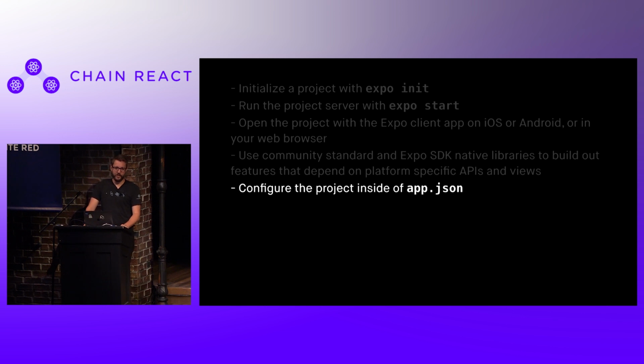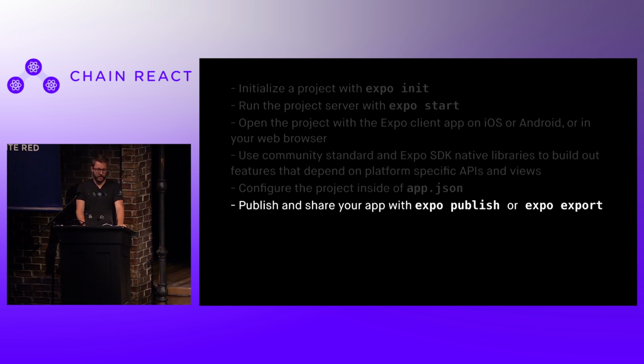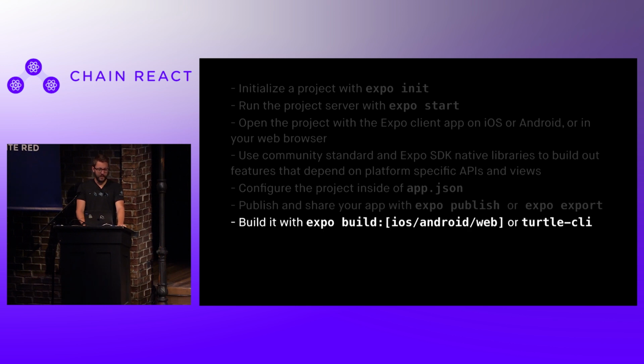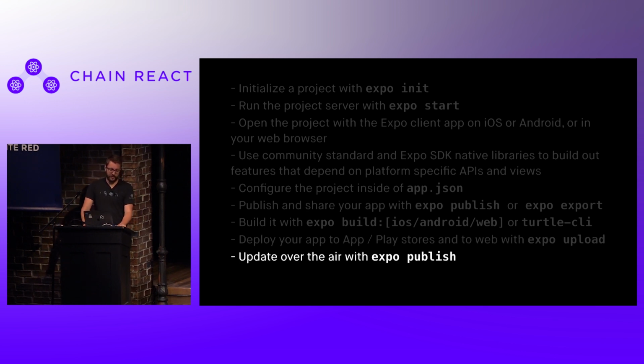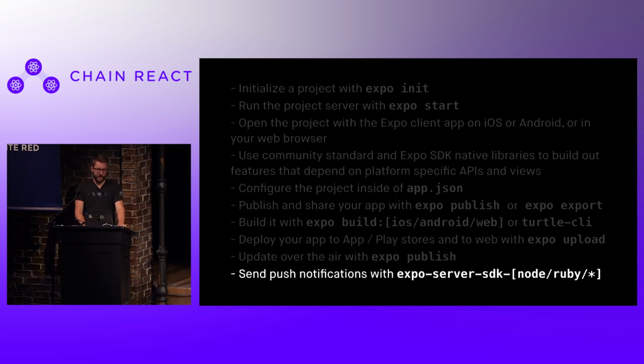You can configure your project inside of app.json, publish and share your app with Expo Publish or Export, and build it with Expo Build, iOS, Android. Finally, you can deploy your app using Expo Upload and update over the air with Publish, and send push notifications using the APIs that are part of the SDK, as well as SDKs for whatever language you're using on the back end.